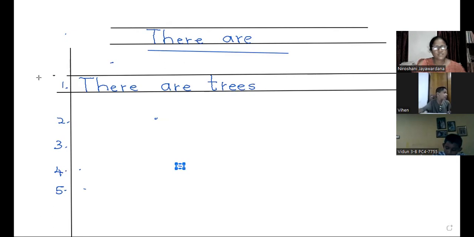One more sentence, Vihen. Didn't you write three? There are butterflies. Butterflies, very good. Put a star mark. Then write two sentences for homework. Idun, can you read your sentences?